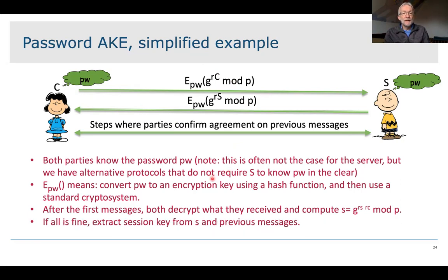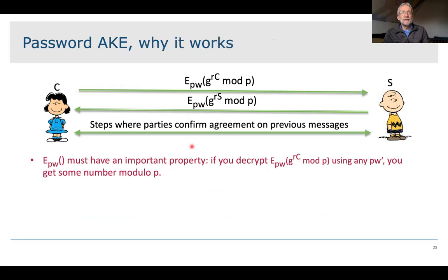And what about the case where the adversary eavesdrops on the communication? Would he be able to brute force the password based on this? The answer is no, fortunately, because we assume that this encryption scheme has an important property. If you take this encrypted message and try decrypting it with some other password, password prime, let's say, then you just get some number modulo p. In other words, you don't get something which is obviously wrong.